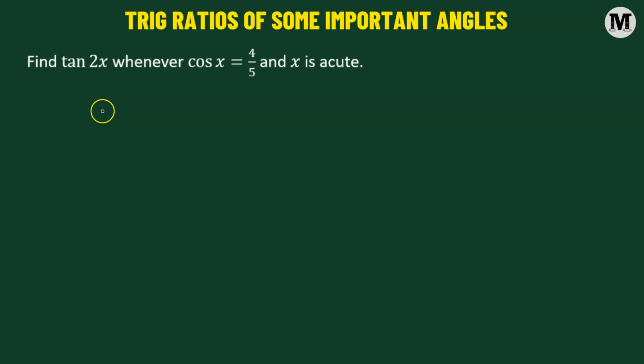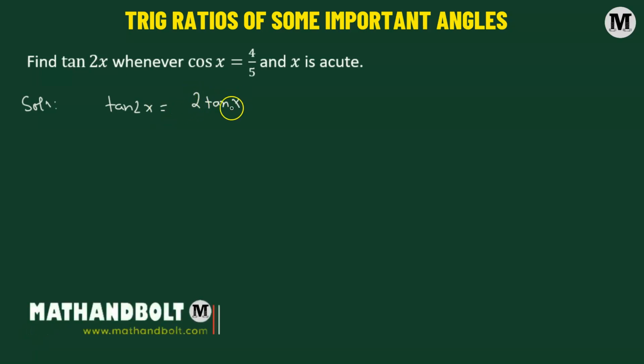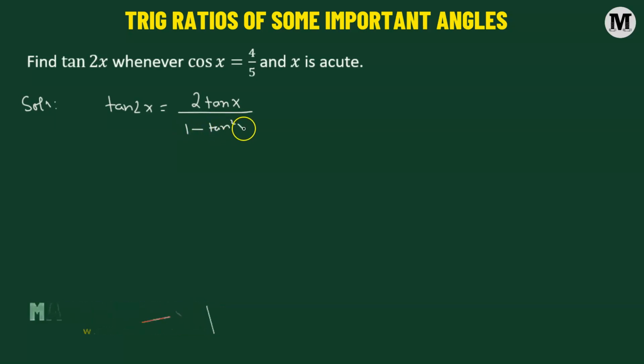So in this problem, we need to find out the value of tangent of 2x, given that cosine of x is 4 over 5 and x is an acute angle. Let us begin. Now, to find out the tangent of 2x, we have a standard formula for this. It's given by 2 times tangent of angle x divided by 1 minus tangent squared x.